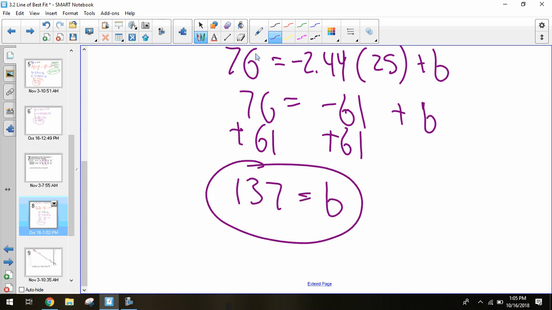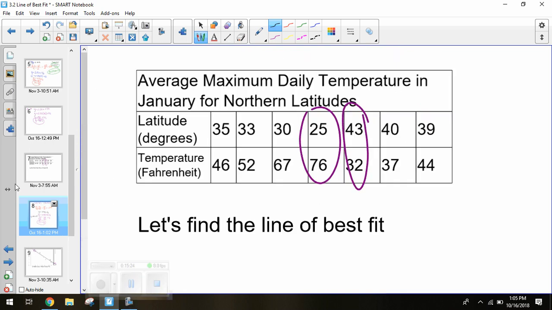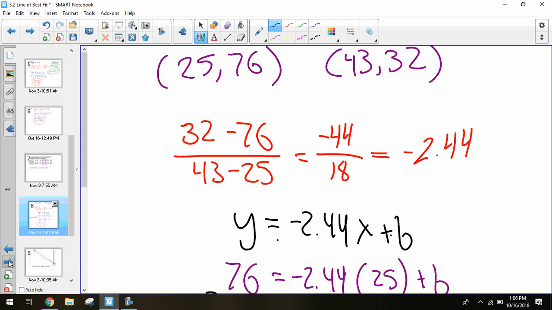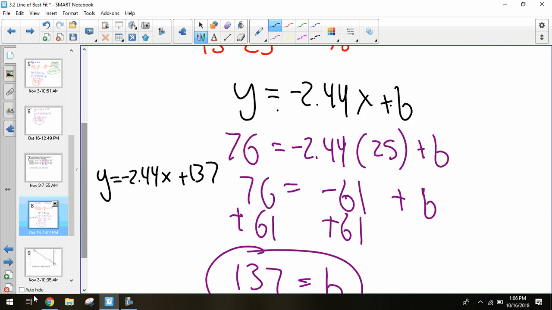I need to rewrite my equation so I get my full line. y equals negative 2.44x plus 137. I could then use this to find any temperature at any latitude that we have. So based on our information, we were looking at the latitude in degrees, and that gave you the temperature in Fahrenheit. So if I want to find the temperature at a latitude of 47, if that wasn't part of our data, I could plug 47 into our equation, and that would give me the temperature at that latitude.